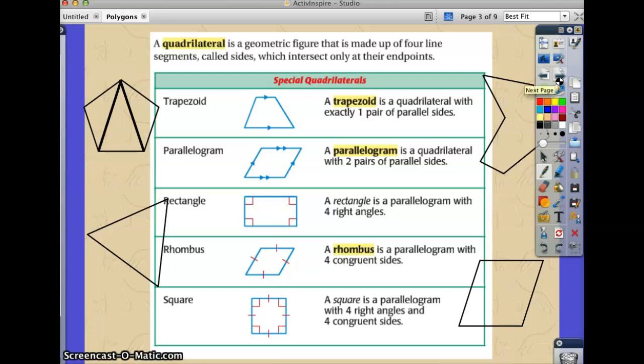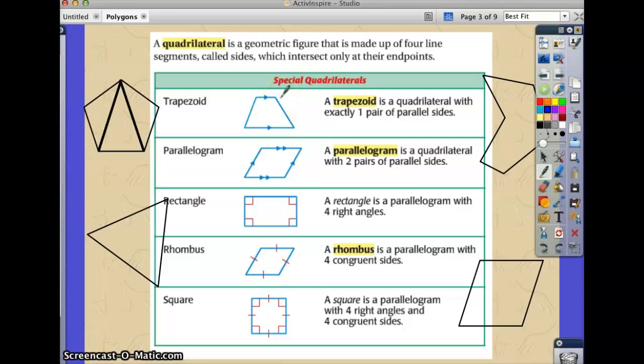Here's 5 types of quadrilaterals. Again, a quadrilateral is a geometric figure that's made up of 4 line segments called sides, which intersect only at their endpoints. So a quadrilateral is a 4-sided figure, and here's 5 types. A trapezoid. And you'll need to write all these down too. A trapezoid is a quadrilateral with exactly one pair of parallel sides. One pair of parallel sides here.